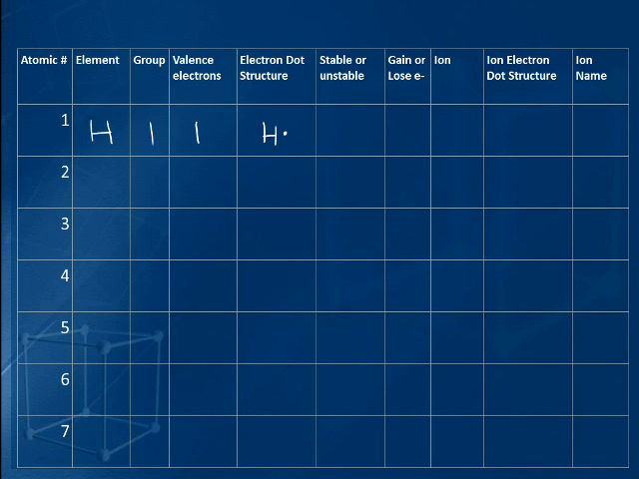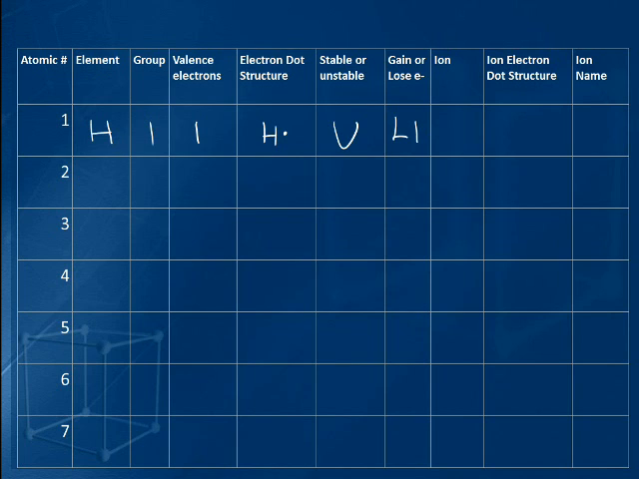Is it stable or unstable? Well, it's an unfilled energy level. It's not filled, so it's unstable. Will it gain or lose electrons to be stable? Well, it's going to lose that 1 electron to be stable. Now, hydrogen just has an electron energy level that will be filled at 2, but as an ion, it will tend to lose that electron. It will bond to gain another one, but it will lose it to become an ion.